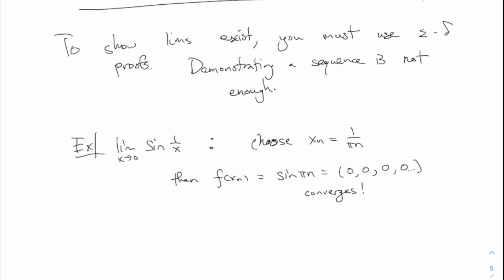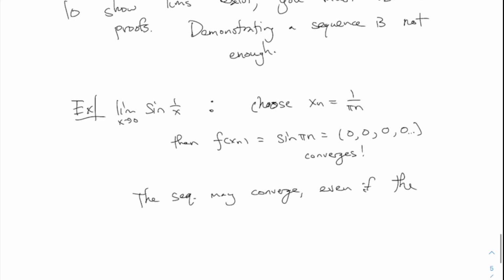Remember, this is that function with the graph that I showed you, that weird, insane oscillation. So in this case, that sequence of points does converge, but that does not mean that the function limit exists, all right? So it's possible the sequence may converge even if the function limit does not exist.